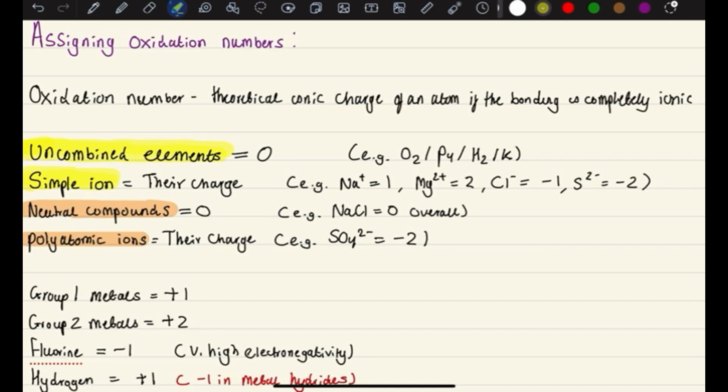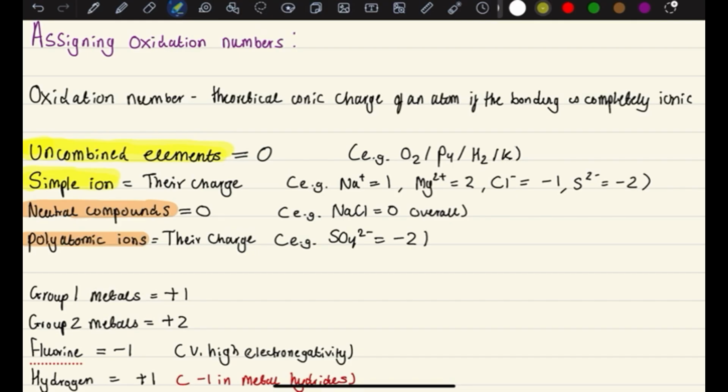Uncombined elements, like oxygen, phosphorus, hydrogen, potassium, sodium, aluminium, whatever. If it's just the element, uncombined with anything else, its oxidation number is 0. A simple ion has an oxidation number equal to its charge. So the chloride ion is -1, the magnesium ion is +2, the fluoride ion is -1. Stuff like that, okay? Remember that.